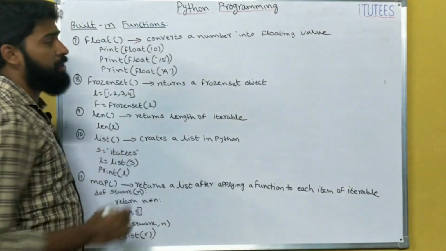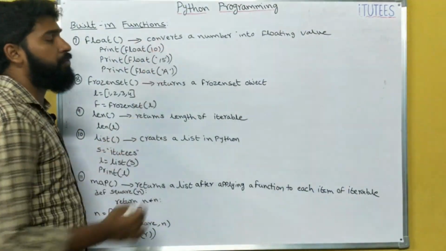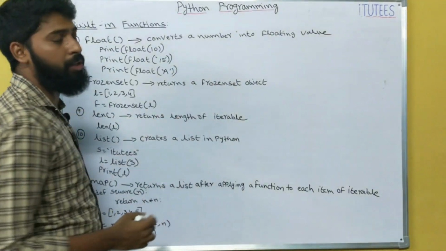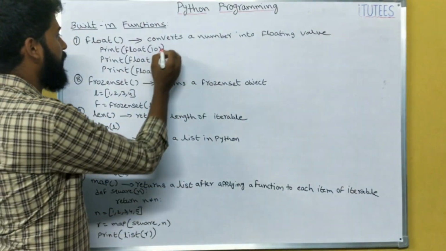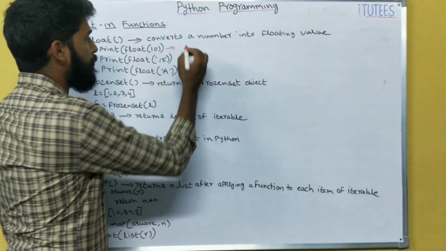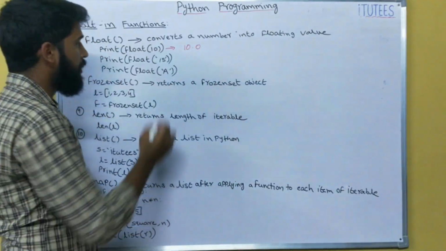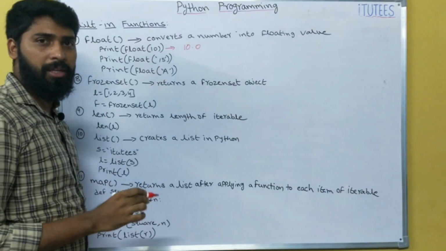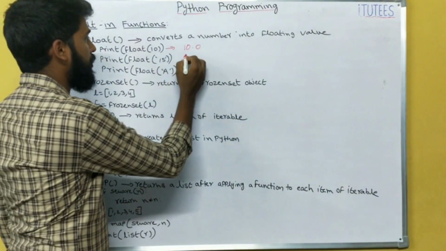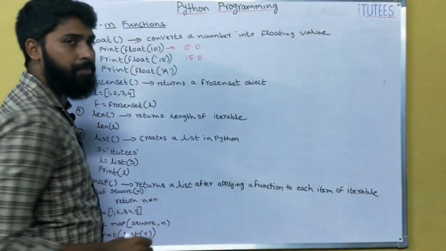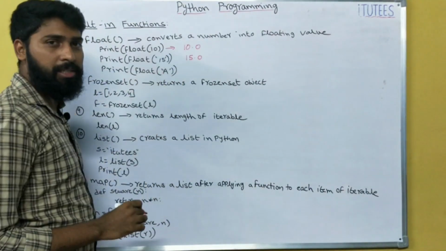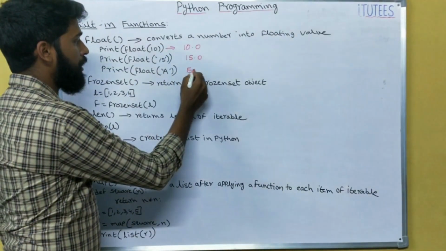Next function is float. The float function converts a number into a floating point value. That means it converts 10 into a float value, and prints 10.0. This 15 is in a string, but still it is a number, so it converts to 15.0. But here a is a string, so it returns an error.